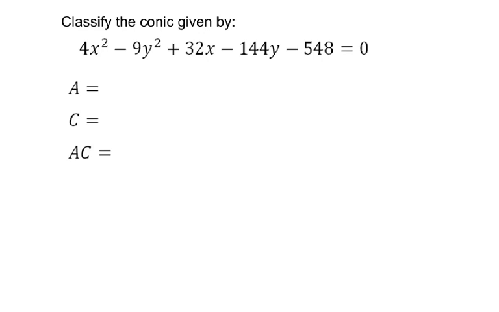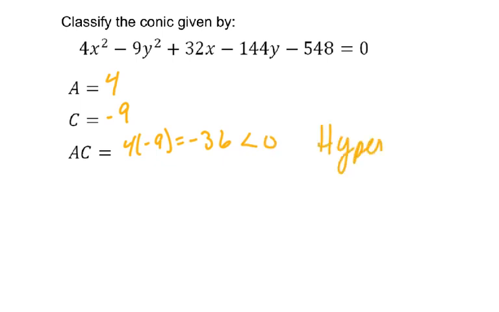4x squared minus 9y squared plus 32x minus 144y minus 548 equals 0. A is 4. C is negative 9. 4 times negative 9 is negative 36, which is less than 0. And therefore, we have a hyperbola.